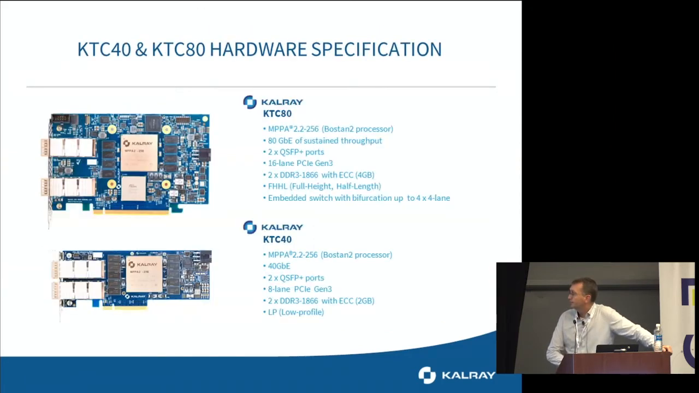If you look at the hardware description, today we are providing two kinds of boards. The first one is KTC80. All these boards are PCI Express form factor. The first one is full height, half length. It is a 16-lane PCI Express with 2x 40 gig ports. And the second one is a KTC40, which is in a low profile form factor with 2x 40 gig. But as we have only one PCI Express x8, the sustained throughput is close to the 40 gig one. The bottleneck is the PCI Express.